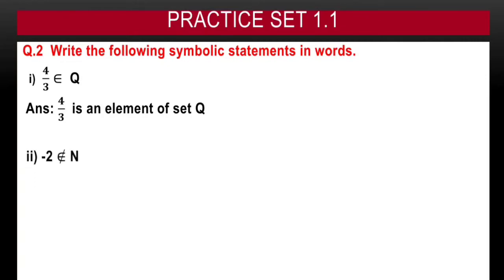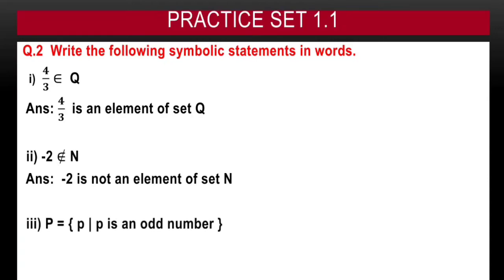Now the second one is -2 does not belong to capital N. What is meant by capital N? Capital N means natural number. It means -2 does not belong to natural numbers. We write it as -2 is not an element of set N.